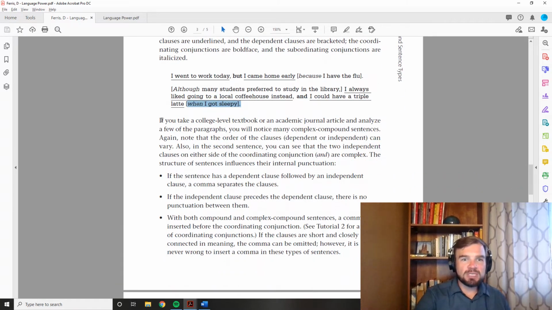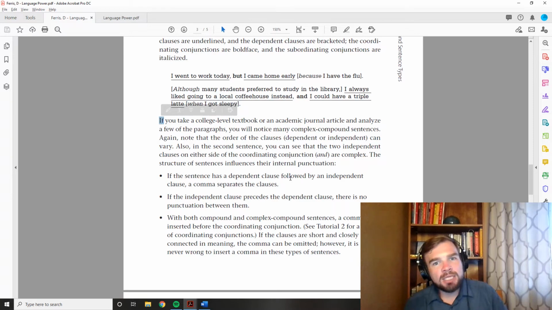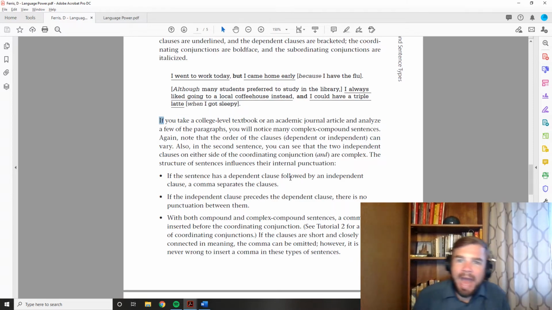So Professor Ferris continues, if you take a college-level textbook or an academic journal article, so again, especially when you go to 325 here at American River, or you take transfer-level English, and analyze a few of the paragraphs, you will notice many complex compound sentences. And it's true, the more advanced the writing gets, the more advanced the sentence structure gets. Again, note that the order of the clauses can vary, can change. You can move them around.